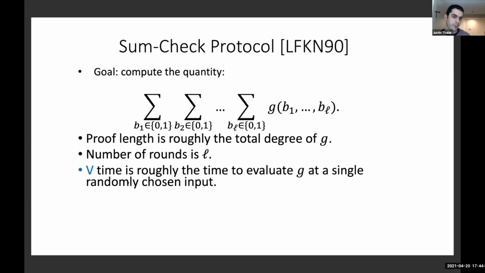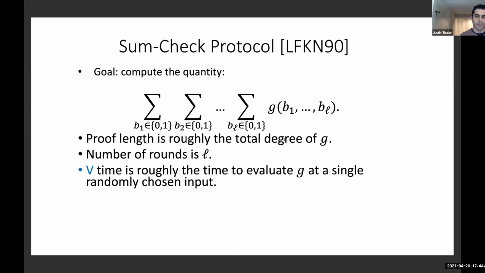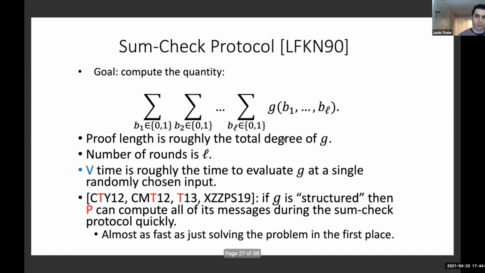And from the verifier's perspective, this protocol is essentially a reduction from summing up G's evaluations to evaluating G at a single random point, because the verifier's work is dominated by that task. And there's been a long line of work that has shown that if the polynomial being summed is highly structured, in a sense I don't really want to tell you about, then the prover can actually compute all of the messages it has to over the course of this protocol almost as fast as just what's required to solve the problem in the first place. That is, to sum up G's evaluations over the Boolean hypercube.